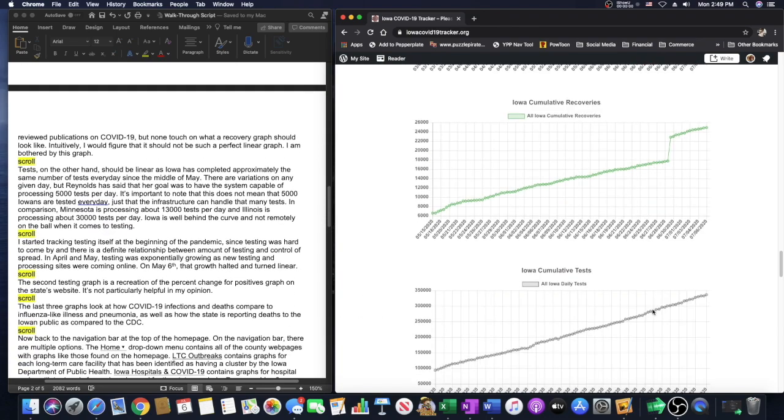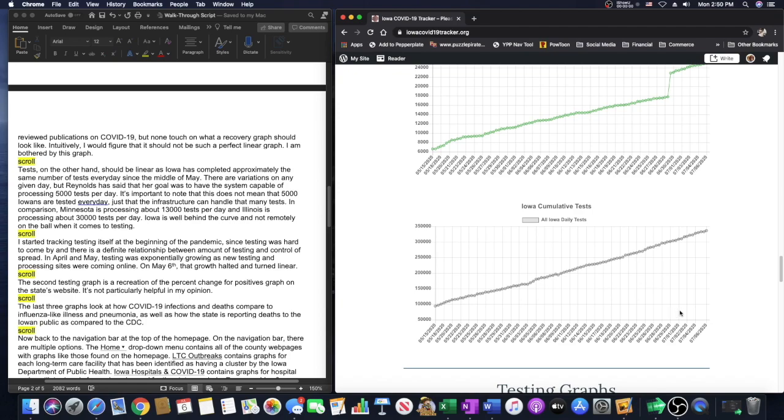Tests, on the other hand, should be linear, as Iowa has completed approximately the same number of tests every day since the middle of May. There are variations on any given day, but Reynolds has said that her goal was to have the system capable of processing 5,000 tests per day. It's important to note that this does not mean that 5,000 Iowans are tested every day, just that the infrastructure can handle that many tests. In comparison, Minnesota is processing about 13,000 tests per day, and Illinois is processing about 30,000 tests per day. Iowa is well behind the curve and not remotely on the ball when it comes to extensive testing.